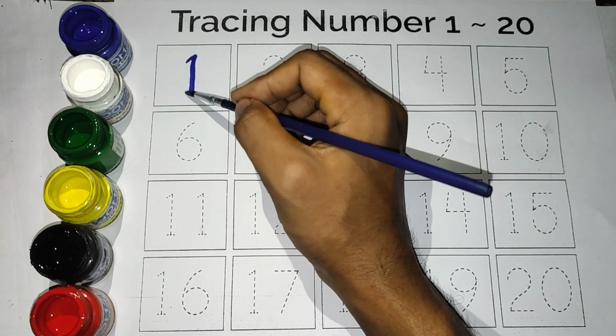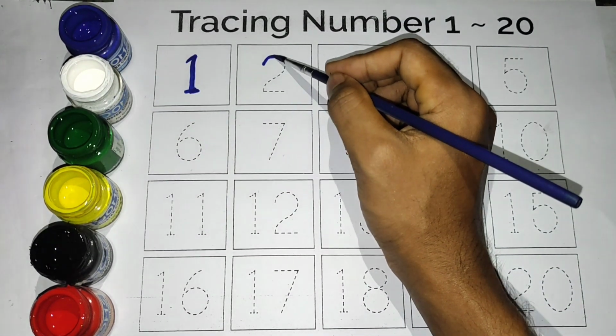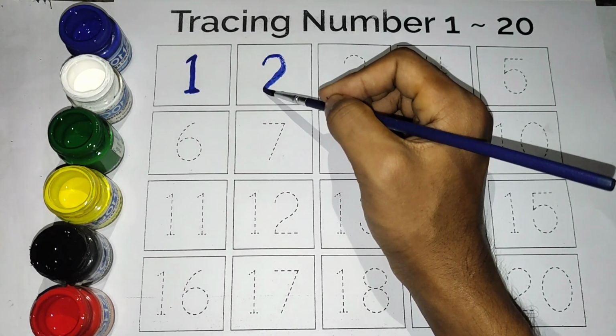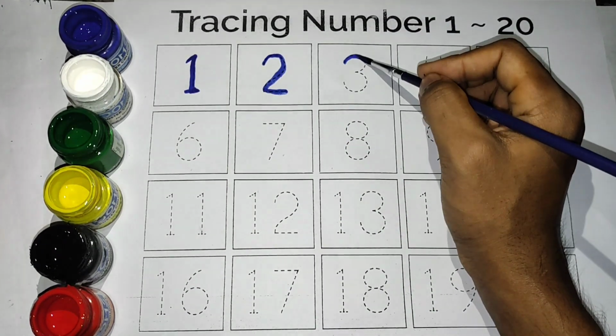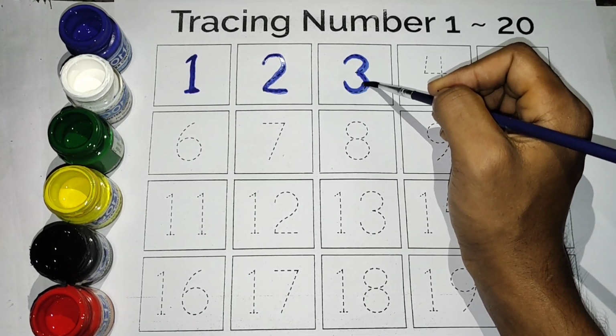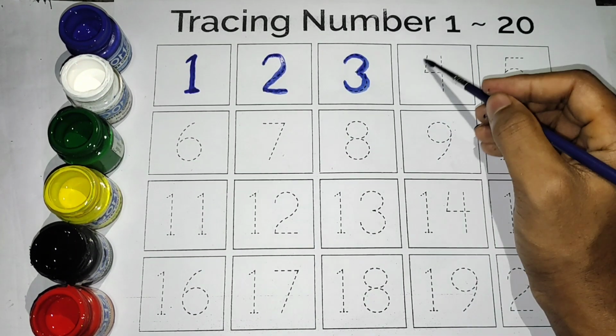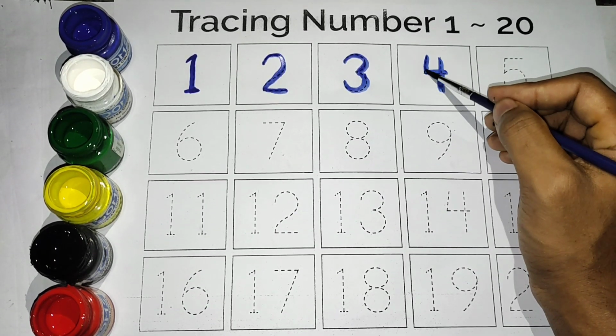O-N-E, 1. The next one is 2. T-W-O, 2. The next one is 3. Kids, now we draw 4. F-O-U-R, 4.